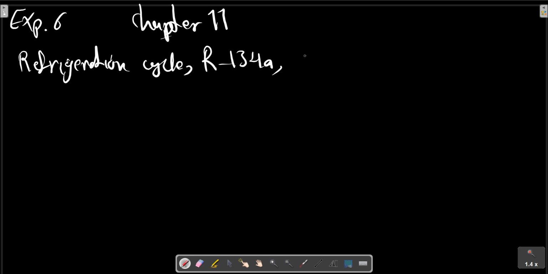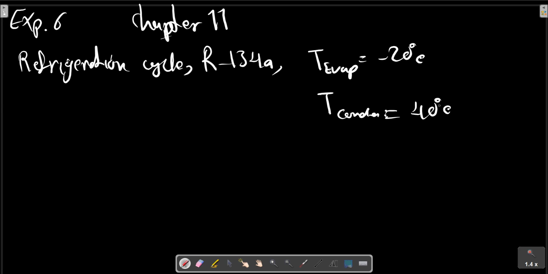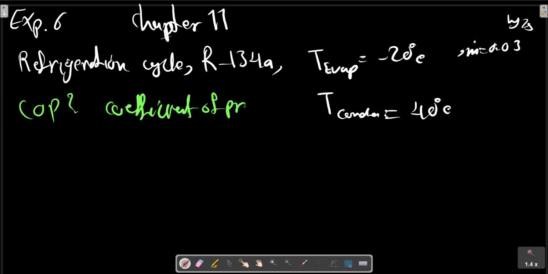The refrigerant in the evaporator temperature and temperature of condenser are given. The refrigerant is circulated at the rate of kilogram per second. Determine the coefficient of performance, COP, and the capacity of the plant in the rate of refrigeration.